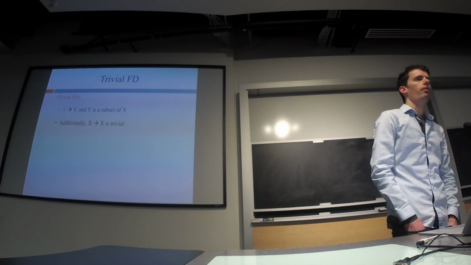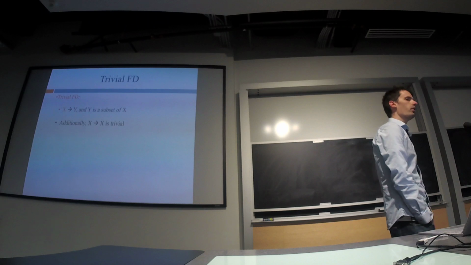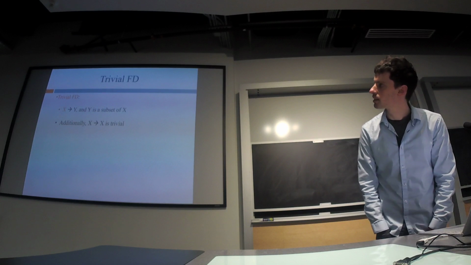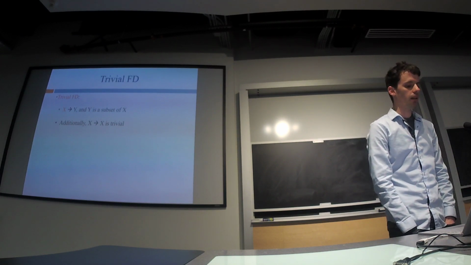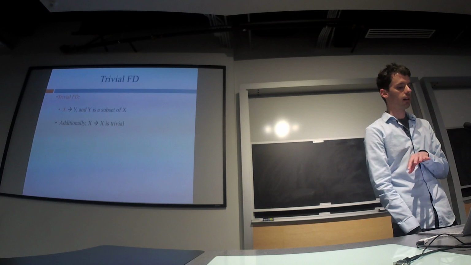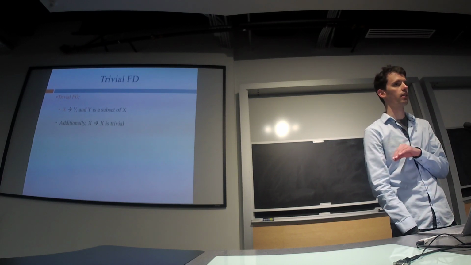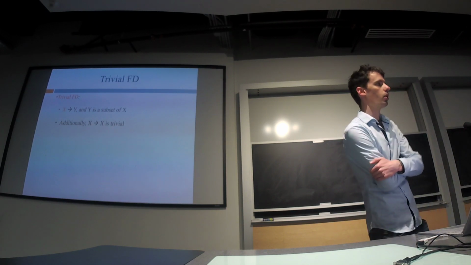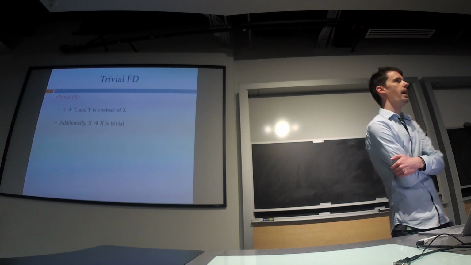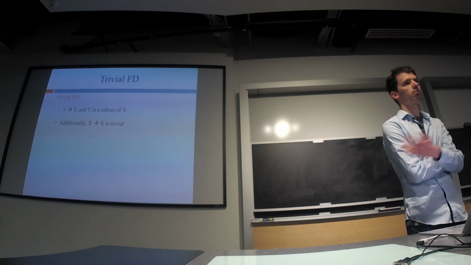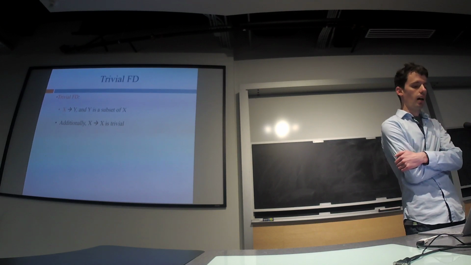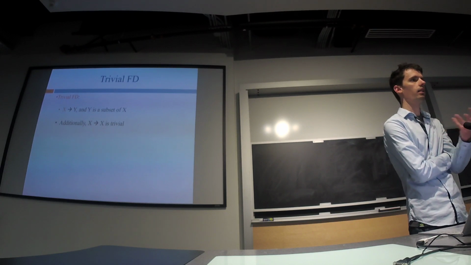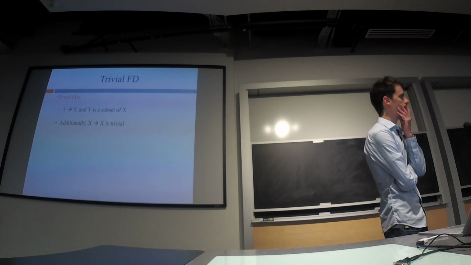Okay, and then finally, there's something called a trivial functional dependency. If X determines Y and Y is a subset of X, that's called a trivial functional dependency. So if I have name and GPA determining name, that's trivial. X determining X is also trivial. Obviously, anything determines itself. Okay.